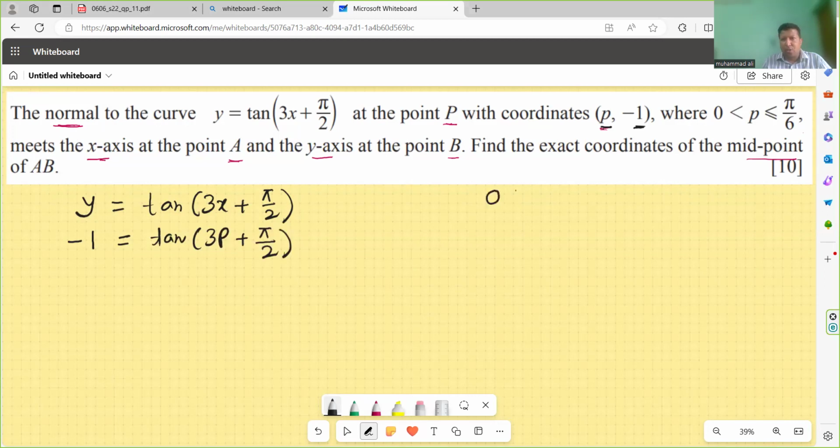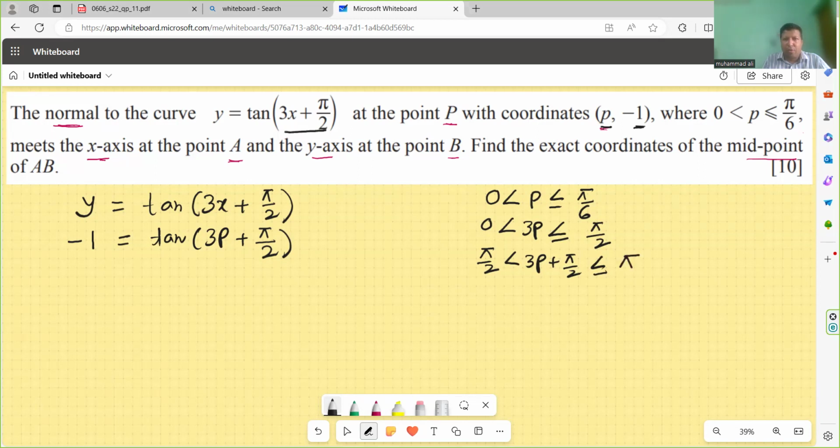Our interval was 0 to pi by 6. If we multiply this by 3, that means 3p is less than or equal to pi by 2. If we add pi by 2, then 3p plus pi by 2 lies between pi by 2 and pi by 2 plus pi by 2, which is pi. That means we have to find this coordinate in the interval between pi by 2 and pi, that means the second quadrant.